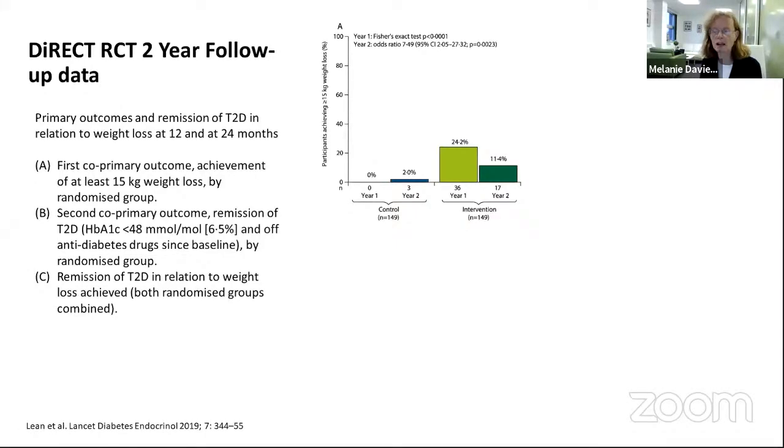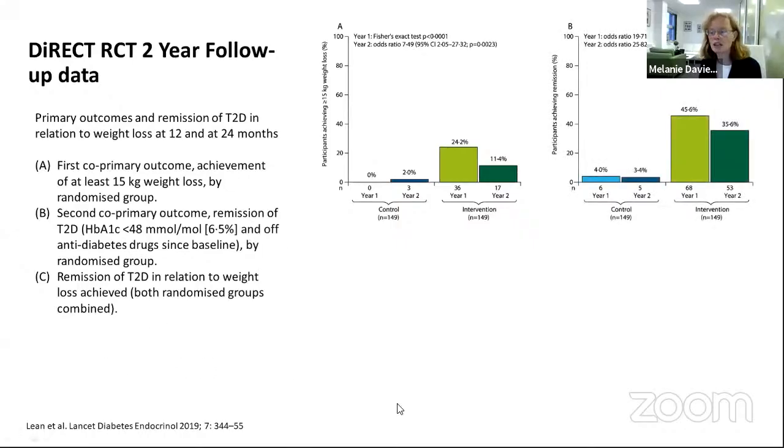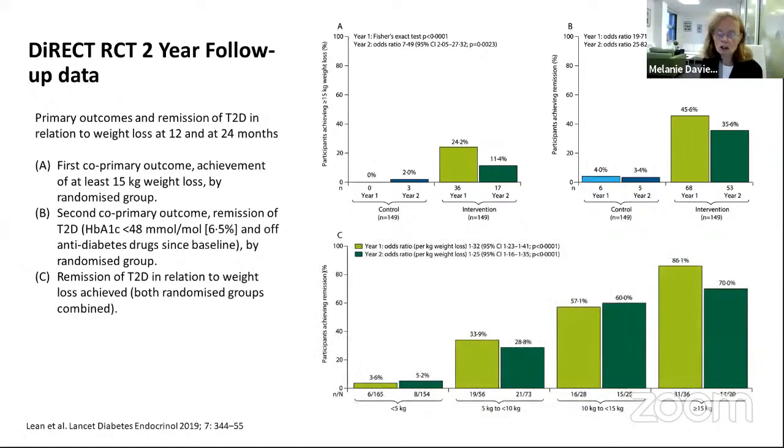By 2 years, that had dropped to 11%, but a significant number of patients were achieving remission of diabetes. Again, very impressive at 1 year, and it had dropped a little at 2 years. And then if you look at the percentage of patients achieving remission in those people that had achieved 15 kilogram weight loss, then those patients did incredibly well. So the majority of patients who were able to achieve around a 15% weight loss, which in this study was around 15 kilograms, then the majority of those patients go into remission.